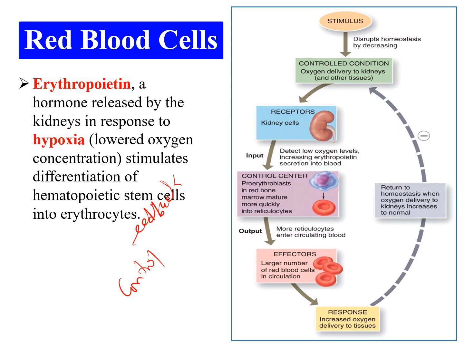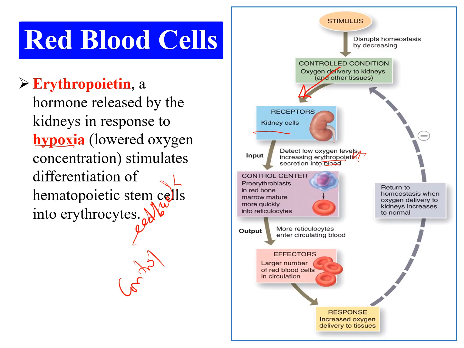So what happens is that when the blood that is going to the kidneys has low oxygen, when there is hypoxia, these low oxygen levels in blood are detected by the kidney cells, and these kidney cells are going to increase the release of erythropoietin into the blood.